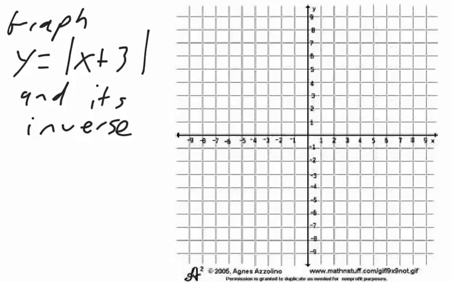Alright, we're going to do inverses, and the first one is to graph an absolute value and its inverse. Well, this is the absolute value of x plus 3, which is our absolute value shifted over 3. And there we go.